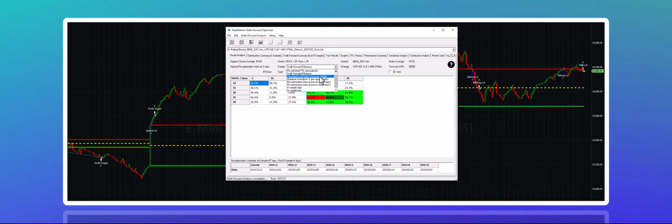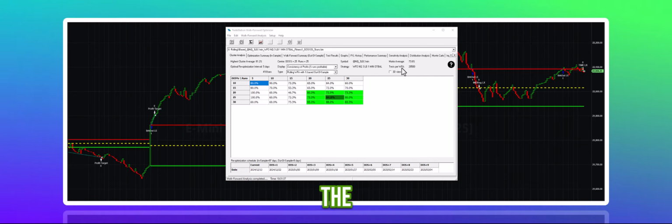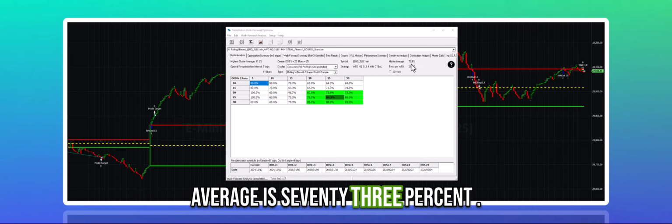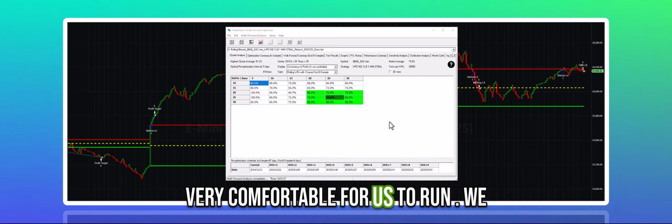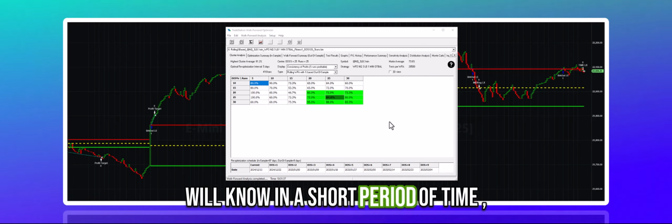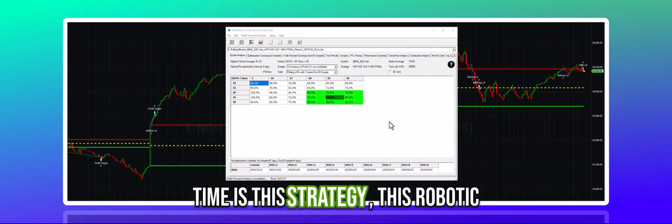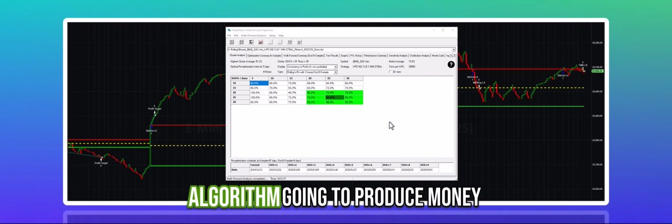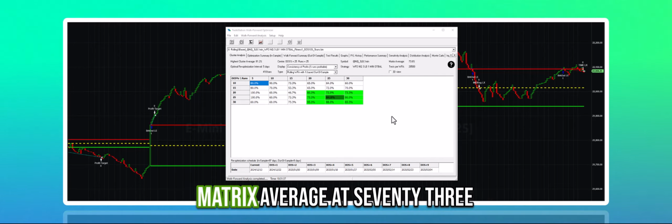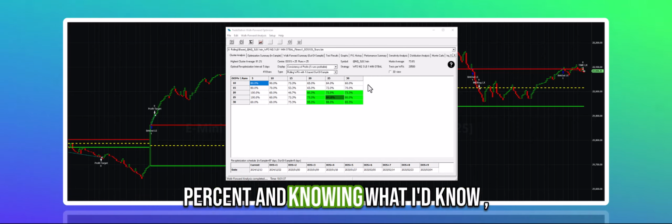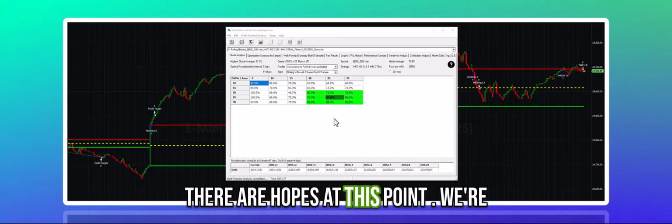Additionally, it can tell us the consistency of profits. The average is 73%. That's really high, and that makes it very comfortable for us to run. We will know in a short period of time. You would know in a short period of time, is this strategy, this robotic algorithm, going to produce money for me day in and day out? And with a matrix average at 73% and knowing what I know, I would have very high hopes. But they're hopes at this point.